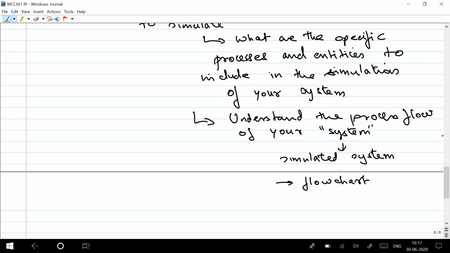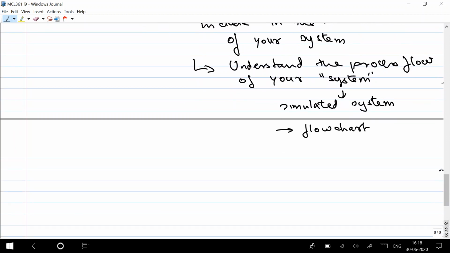Okay. So there are many different components in the process of developing a simulation. You have to develop some sort of a flowchart. Now again, the question is, how do you decide what are the processes that you want to model? How do you decide which ones to include?